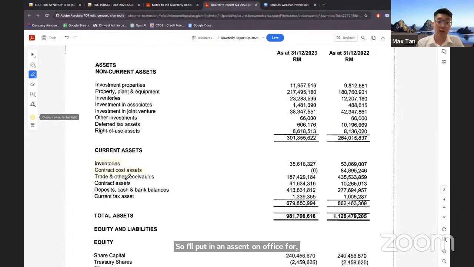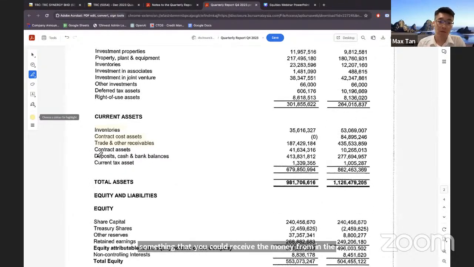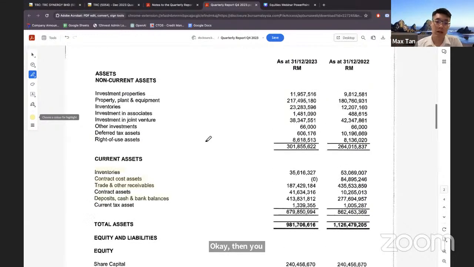Then you have your trade and other receivable. Whenever you made a sale, but the person hasn't paid you yet, right? It says that it will pay you within 6 months, then it's considered your asset because this is something that you could receive the money from in the future. Okay. Then you have deposit, cash, and also bank balances. Very straightforward. That's your cash.